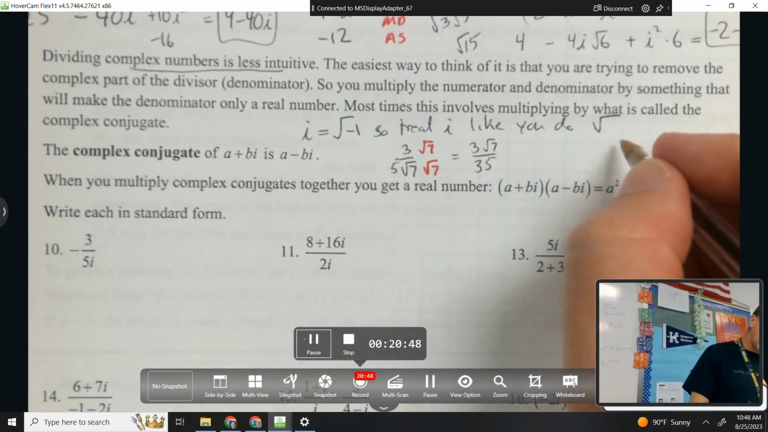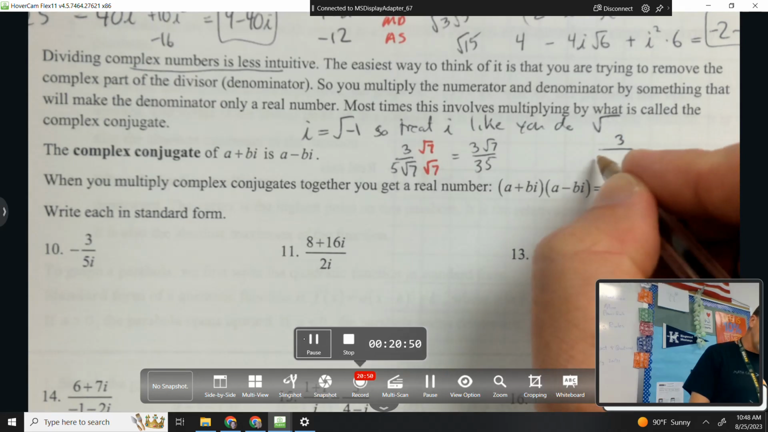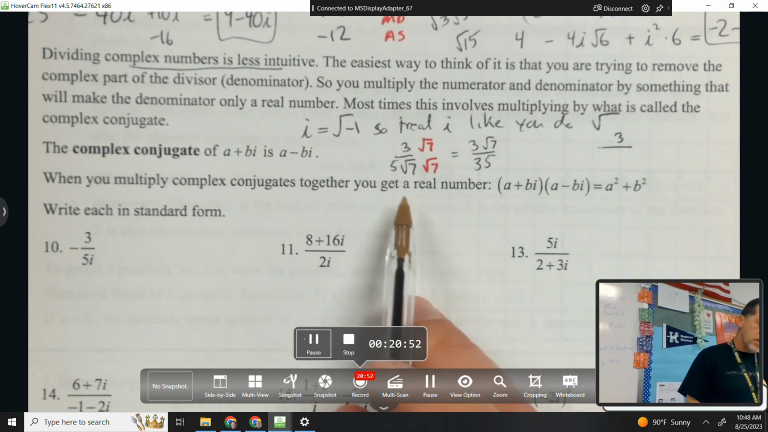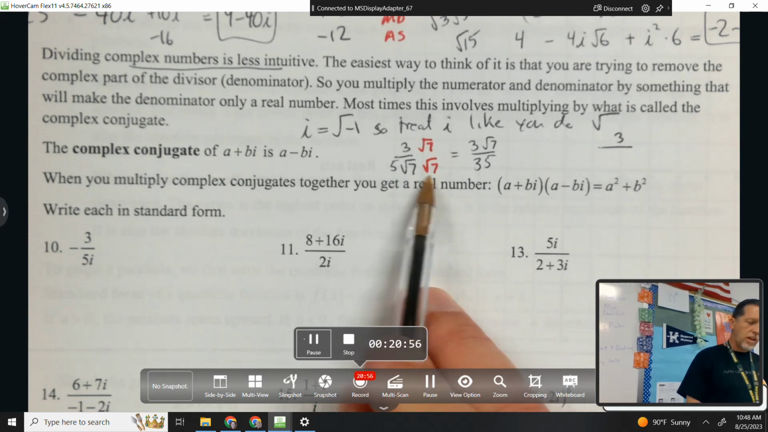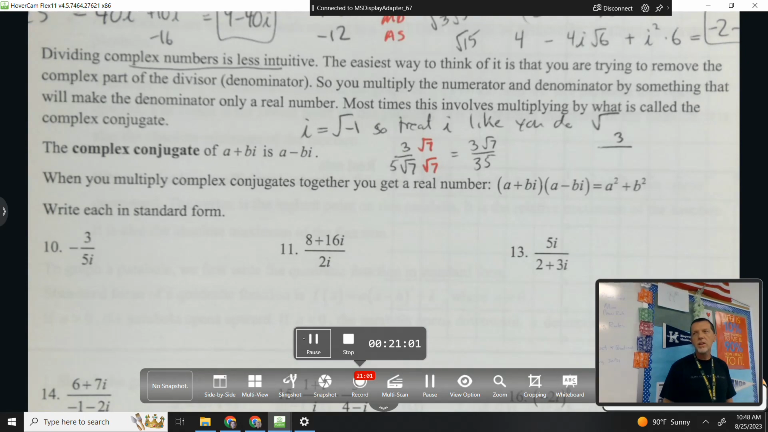What if you had 3 over 5 times 7? Right, root 7 times root 7 becomes 7. That's why we multiplied by the square root. I wouldn't say what cancels out. You can say the square root signs cancel out, because root 7 times root 7 is 7. And then 7 times 5 is 35.